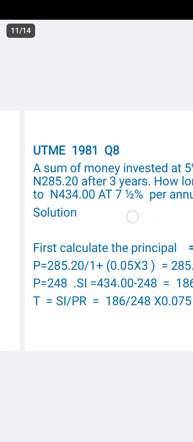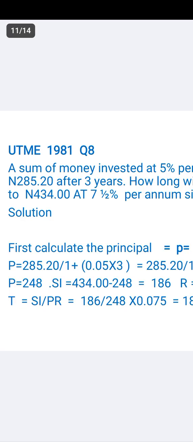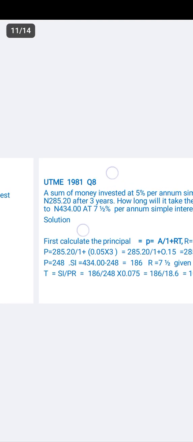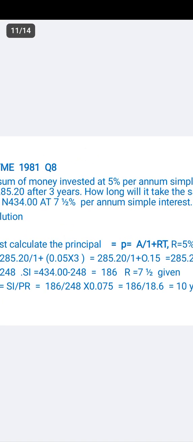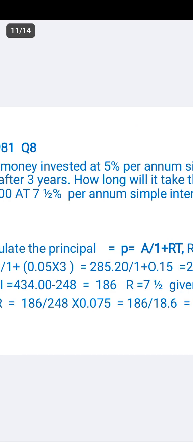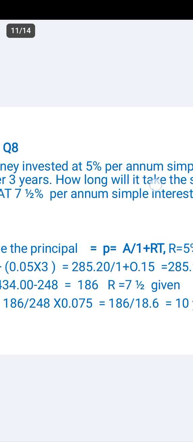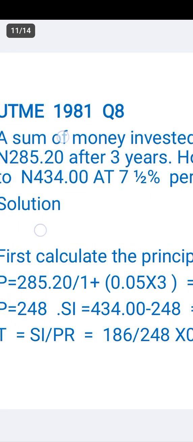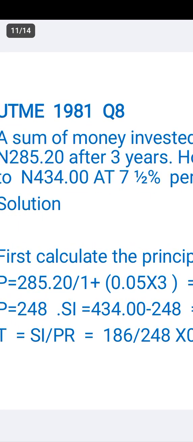What is he saying? We are trying to find how long, that is the time. But if you examine this question, you discover that the sum of money invested is not known. At 5% interest rate, simple interest, it amounts to this. So this one is the amount. The principal is not given. It is the amount that is known, and the amount comprises the principal and interest. And we are trying to find what? The time.